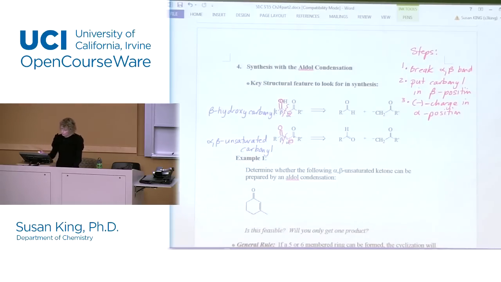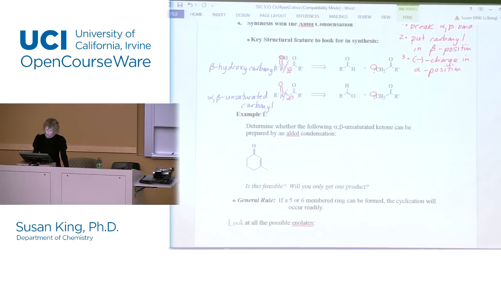And when you do that, what you end up with is these two starting materials. Notice the same starting materials here, because remember, we can sometimes get a beta-hydroxy, or sometimes we can go all the way to alpha-beta unsaturated. And so here's our negative charge here in the alpha position. All right, so if you follow those steps, that'll allow you to take it apart to see how you would make it. So now we're going to do an example here.